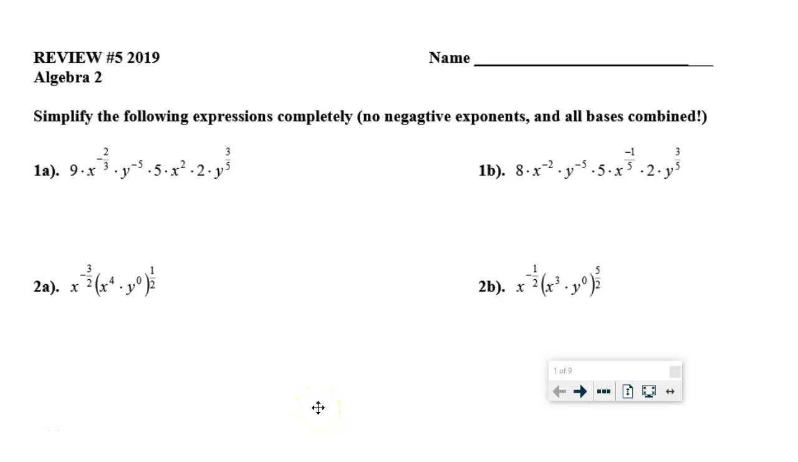All right, so this is the review for summative number 5 in the fall of 2019 for Algebra 2. And the first section that you're going to see on the review is a repeated section from the last test.